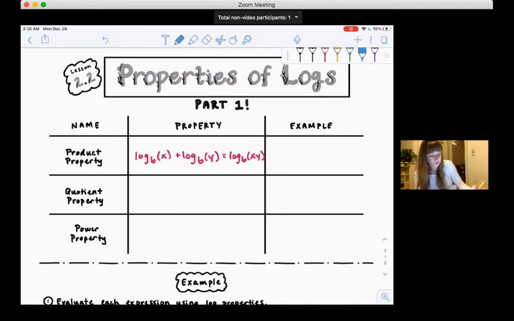And I think it probably helps to see an example. So say we had like log base 8 of 7 plus log base 8 of 4. That would be equal to log base 8 of, now we multiply the inside stuff, so 7 times 4 is 28. So adding on the outside, log of 7 plus log of 4 is the same as multiplying on the inside. It's the same as a single log where you do 7 times 4 on the inside to get 28.